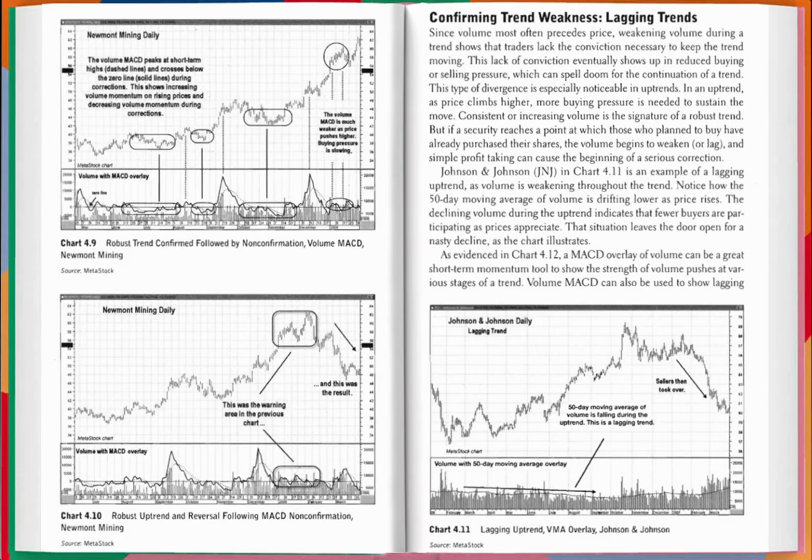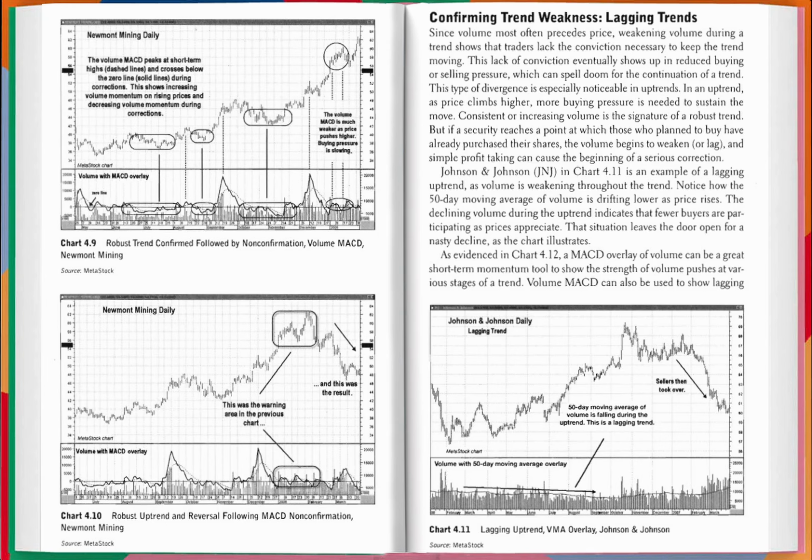Confirming trend weakness, lagging trends. Since volume most often precedes price, weakening volume during a trend shows that traders lack the conviction necessary to keep the trend moving. This lack of conviction eventually shows up in reduced buying or selling pressure, which can spell doom for the continuation of a trend.